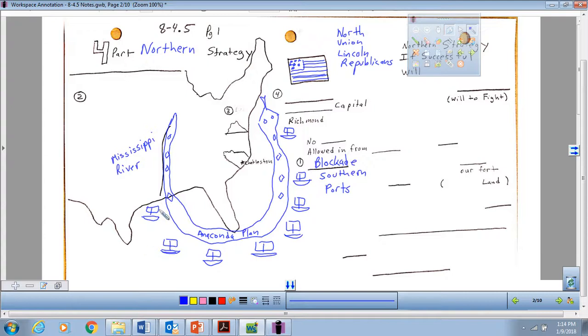Part two. Does anybody know any strategy that's always used in war? In fact, it's a very common one. I think Napoleon did it a lot. Okay, yeah, true, but I was thinking of divide and conquer. Everybody ever hear that? Some of you probably heard of it.